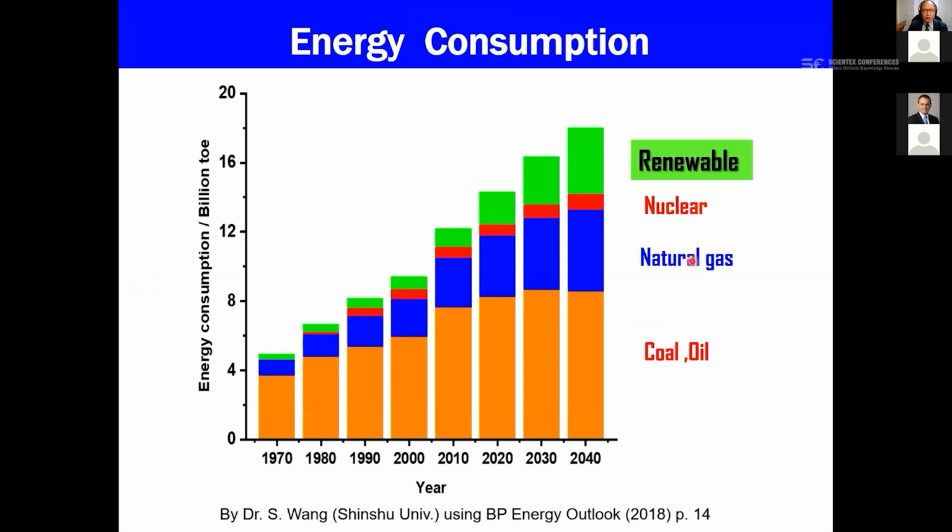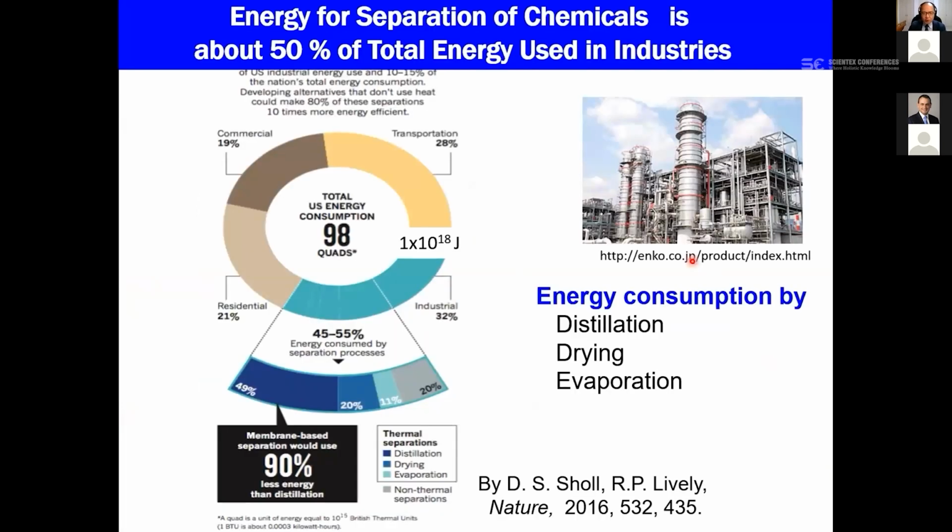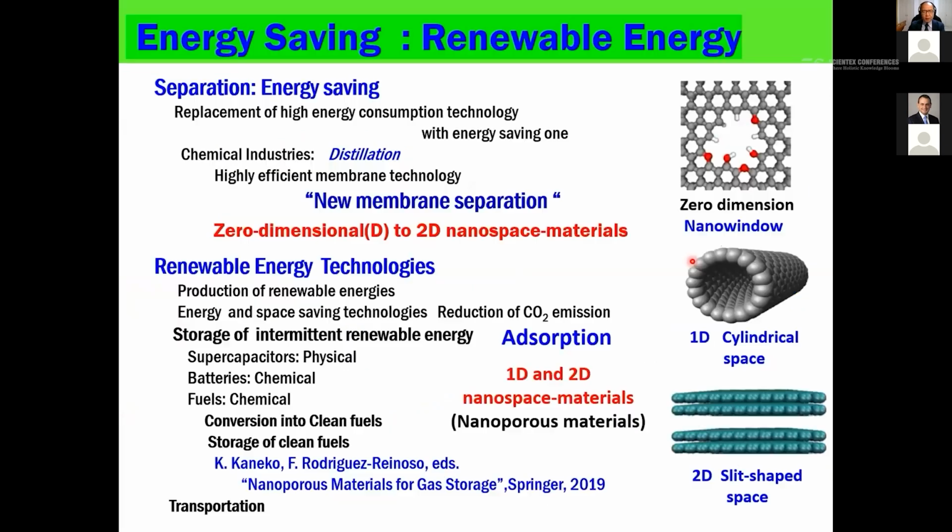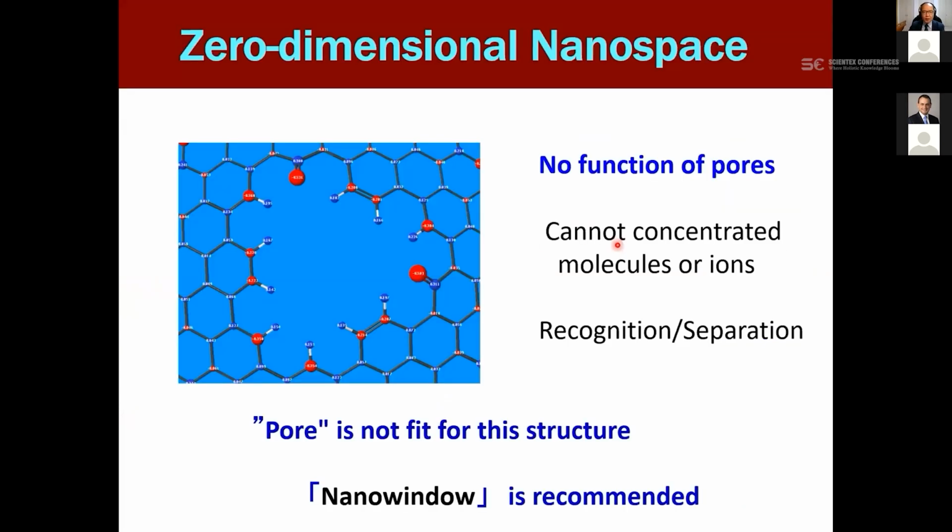Of course, we need to promote renewable energy technology and also energy saving technologies. In those cases, we need zero-dimensional to two-dimensional nanospace materials. Here, I want to show you zero-dimensional nanospace. This is a hole in the graphene.